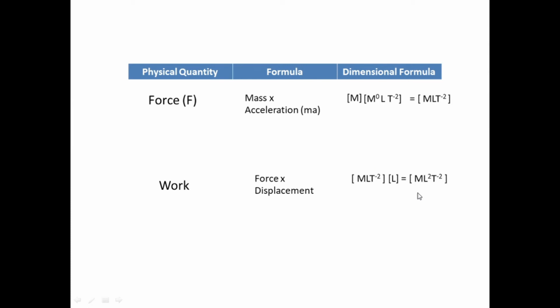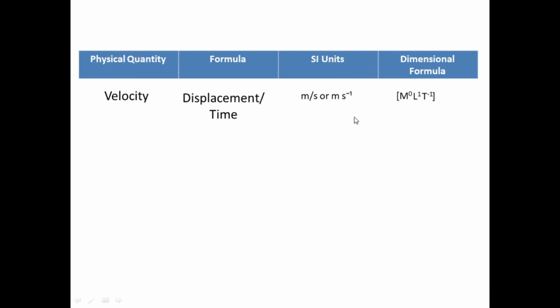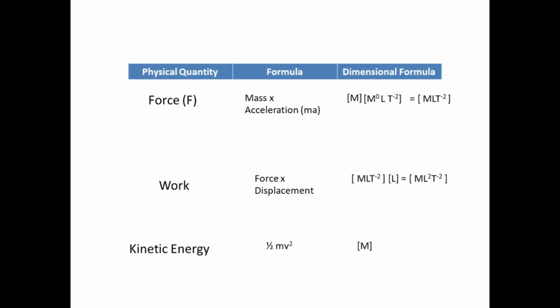If we take another physical quantity like kinetic energy, which has the formula half mv square. Half is a constant, so it has no unit. M is mass, so we write M. V square is velocity squared. Velocity has the dimensional formula M power 0 L T power minus 1. So we write it as it is, M power 0 L T power minus 1 squared. Just use an exponential identity and solve this bracket. And if we just multiply M and M, we get ML square T power minus 2. And that's the dimensional formula for kinetic energy.